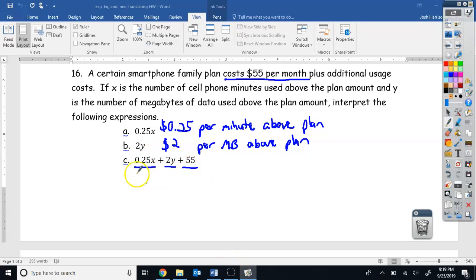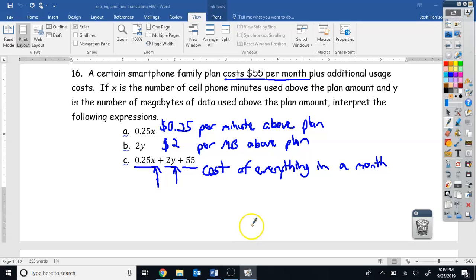So what does this all represent? This would be the cost of everything in a month, including anything you went over and the original plan cost. So let's say you didn't go over. You didn't go over any of them, your minutes, or your usage of your data. If you went 0 and 0 here, it would just be the original price, 55. The overage cost only comes into play if you go over.